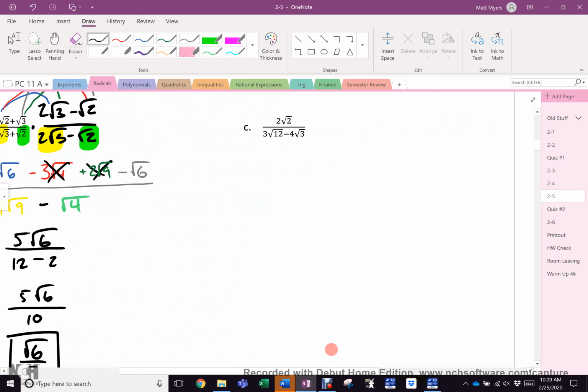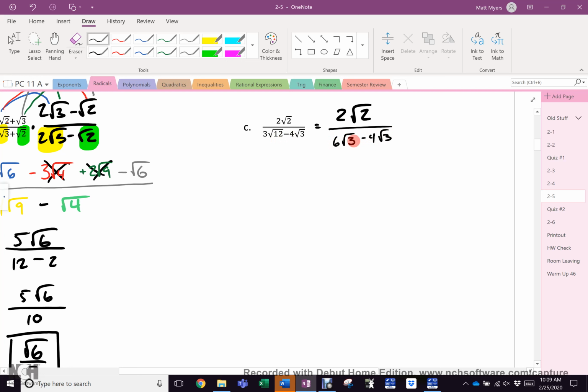The next one is easier because there's a monomial on top. Right? So everybody, what would your first step be? I would simplify the 12. So this would become 2 root 2 over, that is, of course, 6 root 3 minus 4 root 3. Yes? Now what would you do?